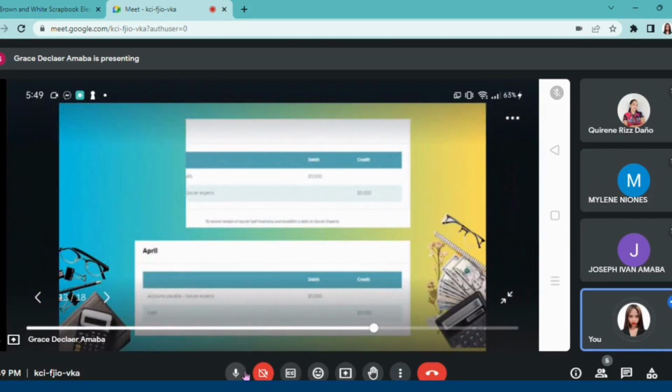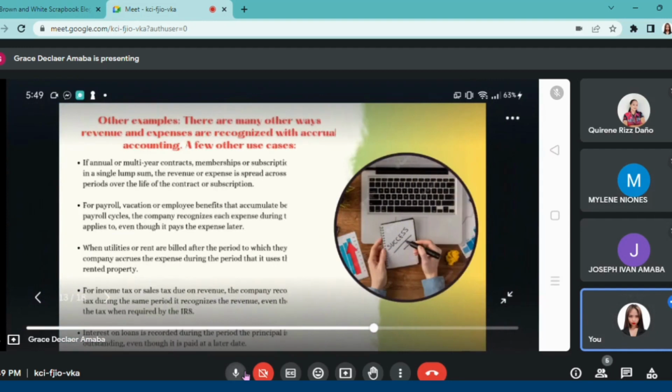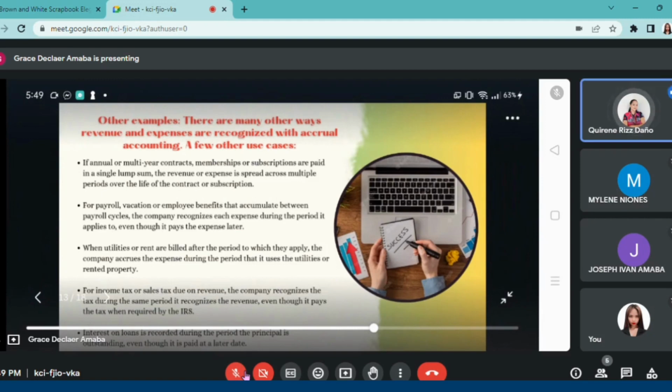Okay, next slide. So let's proceed to the other examples. There are many other ways revenue and expenses are recognized with accrual accounting. A few other use cases.